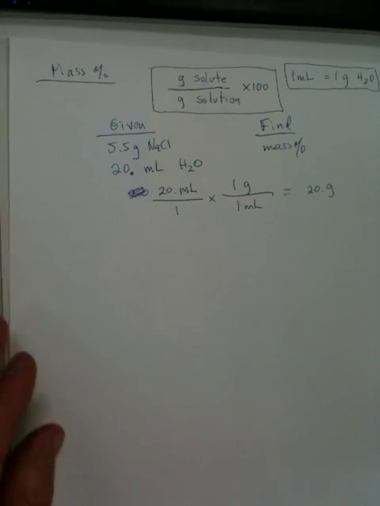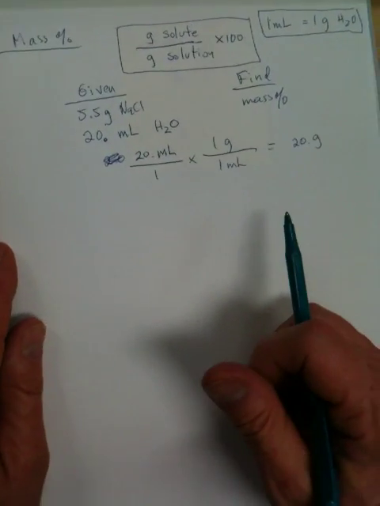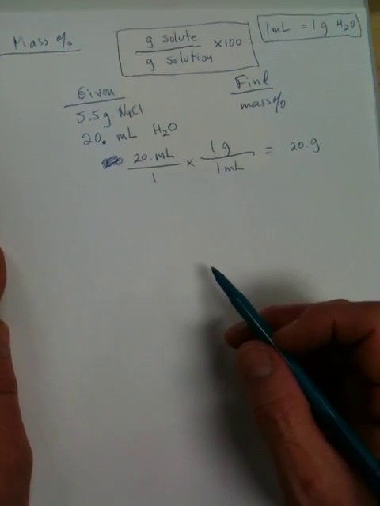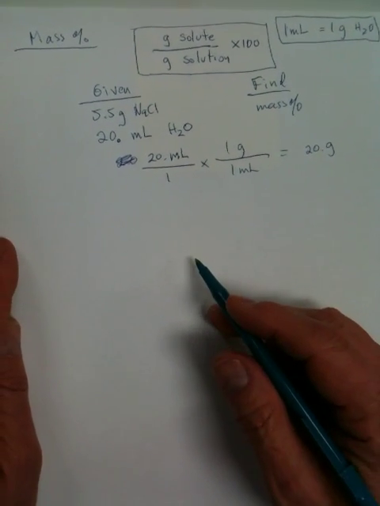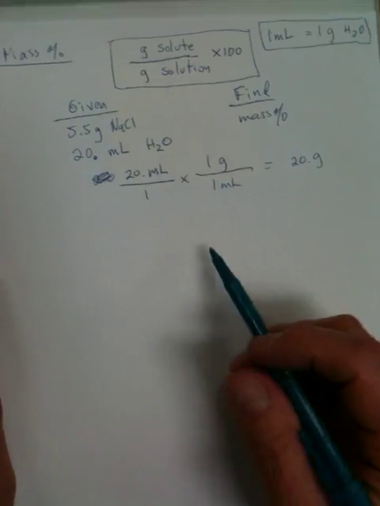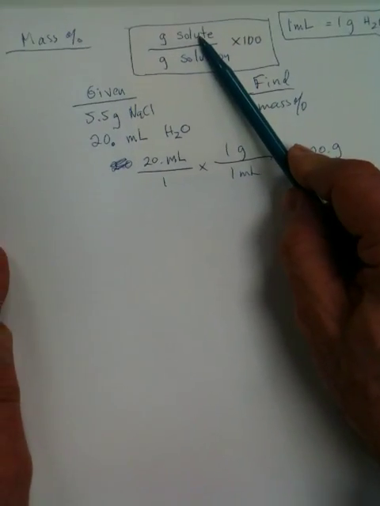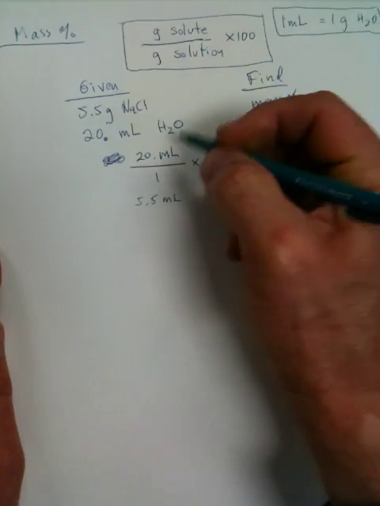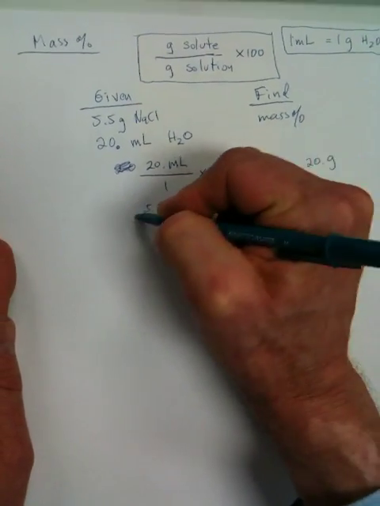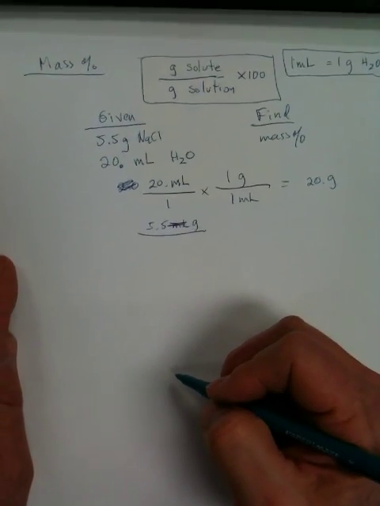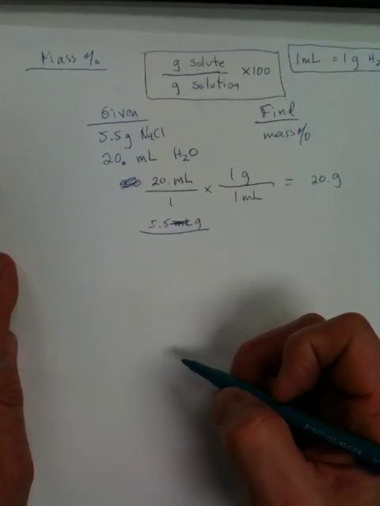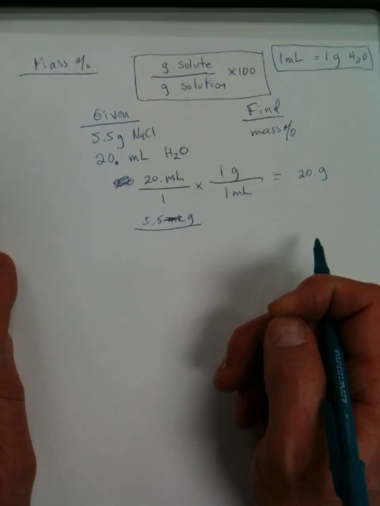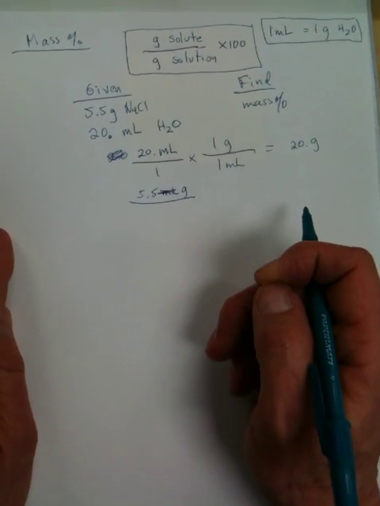Now, what should we do next, Kevin? What do we put over what? What's on the top? 20 grams. Yes, there you go. 5.5 grams over... No, it's not 20. 20 is the solvent. How much is the solution? Shh, Kevin.